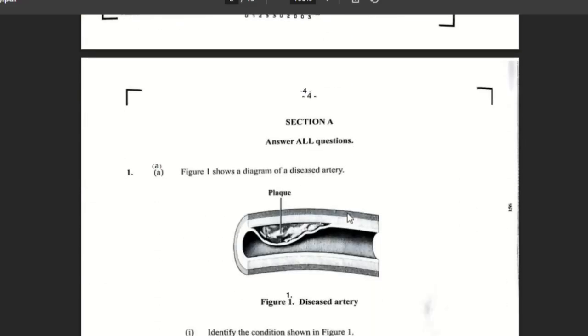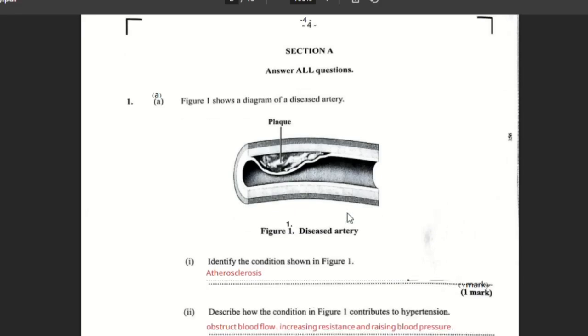Obviously, they cannot test you on the entire syllabus, but they will pick out different parts and put them on the paper too. So anyways, this is going to be section A. We're going to start here and then go along.